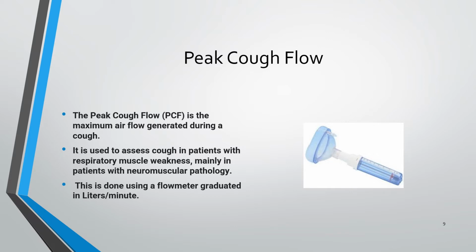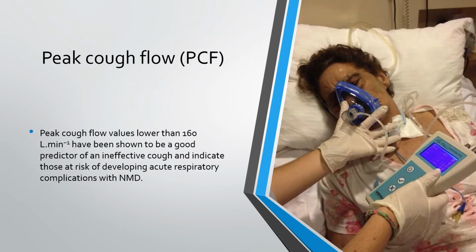So the peak cough flow is a great tool to be done at the bedside. It is used to assess respiratory muscle strength, and actually it's measured in liters per minute. So this is a very important tool to keep in this particular population. This is an example of the device that can be used to measure peak cough flow at the bedside.